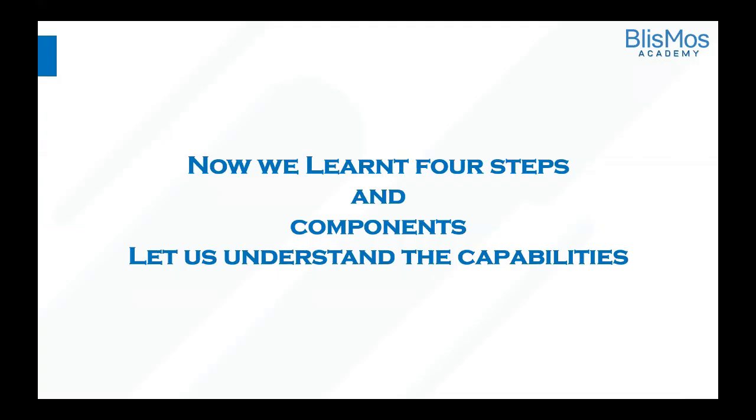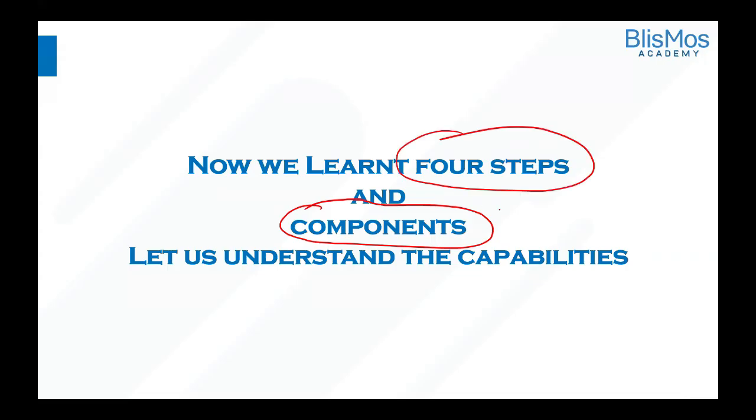In yesterday's class, we understood 4 important components. They are pipeline, activity, dataset, and linked services. Before that, we understood the 4 steps. They are connect and collect, transform and enrich, publish, and monitor. Now, these components together will give us some capabilities.